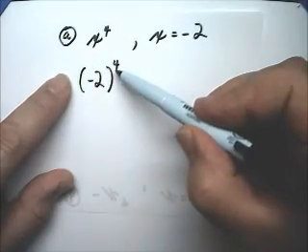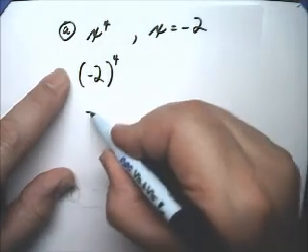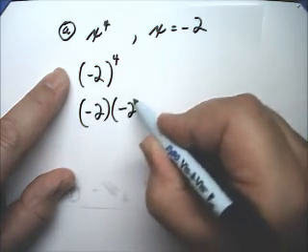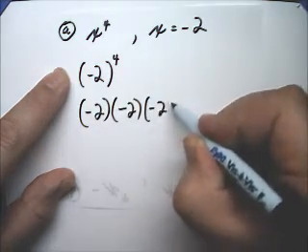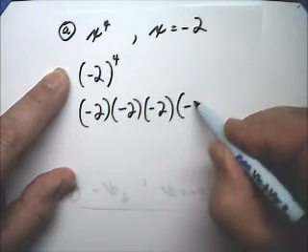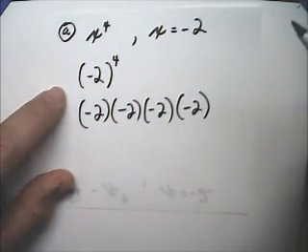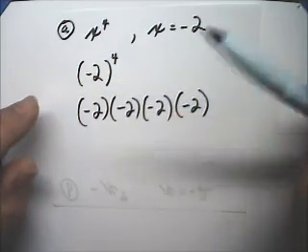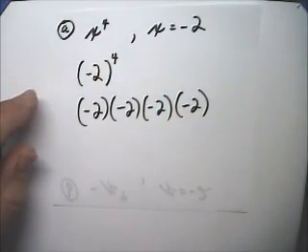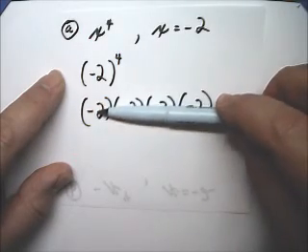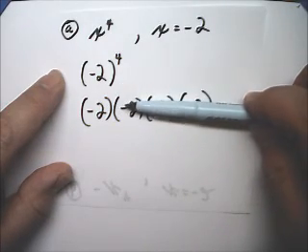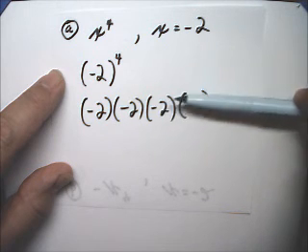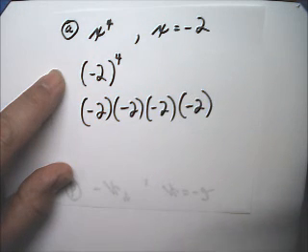So this is -2 times itself 4 times. I'll write this out so we see what we have. That's -2 times itself 4 times. Now let's work the sign separately and the number separately. Negative times a negative is a positive. Positive times a negative is a negative. Negative times a negative is a positive.